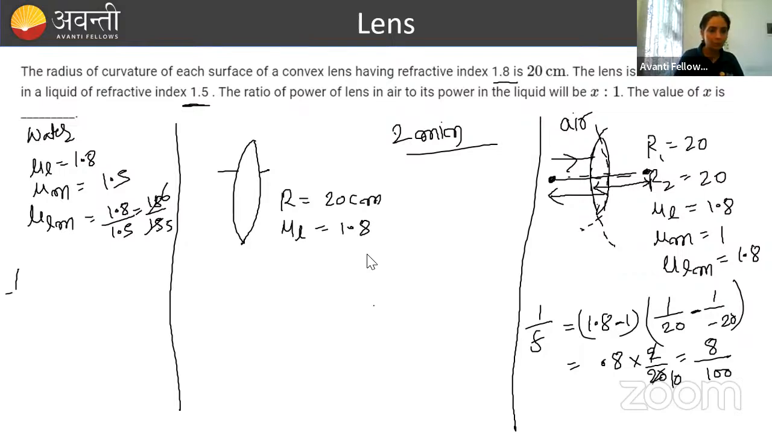Okay. Now let's calculate the focal length. So this is 6 by 5 minus 1 into 1 by R1 minus 1 by R2. Again, that will remain the same. So this is this.